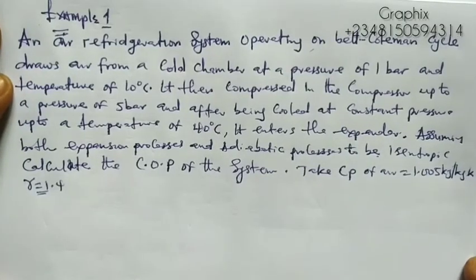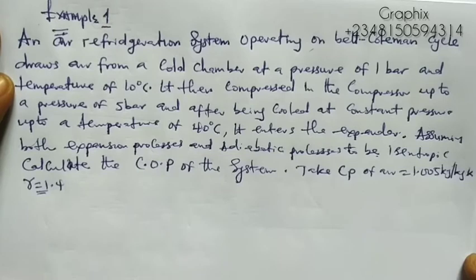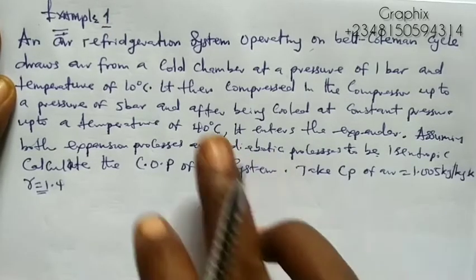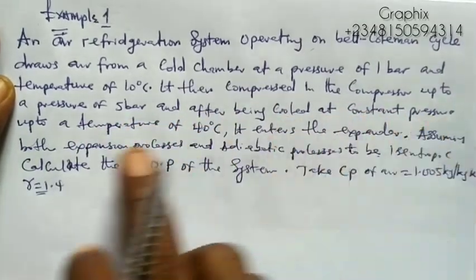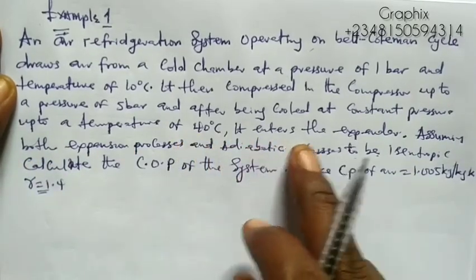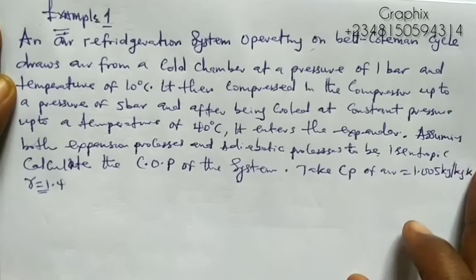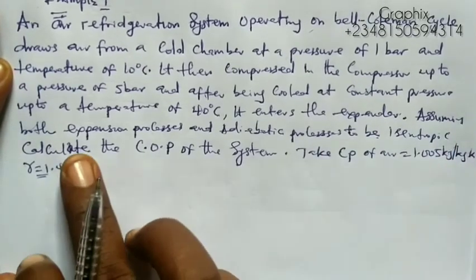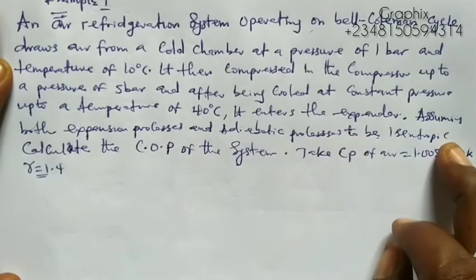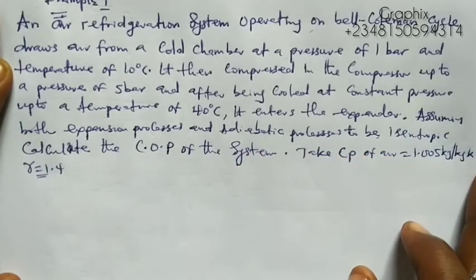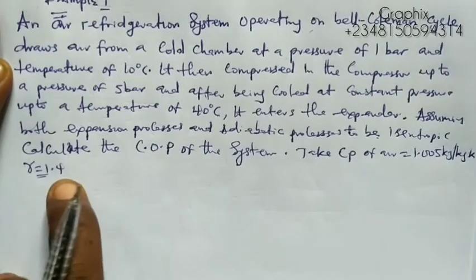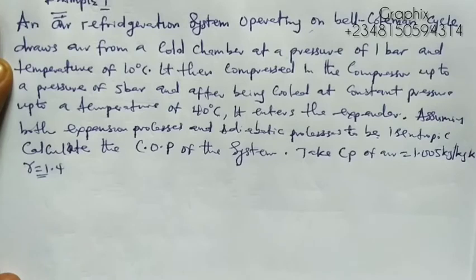Example 1. An air refrigeration system operating on a Coleman cycle draws air from a cold chamber at a pressure of 1 bar and a temperature of 10 degrees centigrade. It is then compressed in the compressor up to a pressure of 5 bar and, after being cooled at constant pressure up to a temperature of 40 degrees centigrade, it enters the expander. Assuming both expansion and adiabatic processes to be isentropic, calculate the COP of the system, and take the specific heat at constant pressure of air to be 1.005 kJ per kilogram Kelvin and gamma to be 1.1.